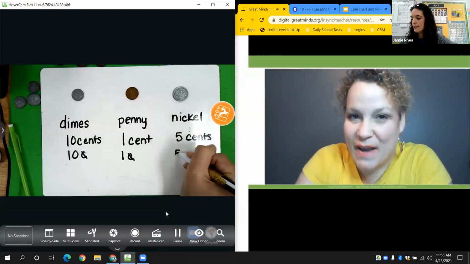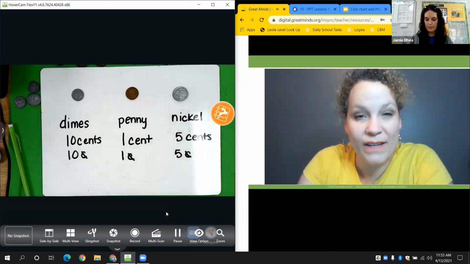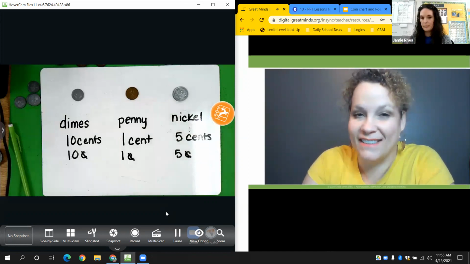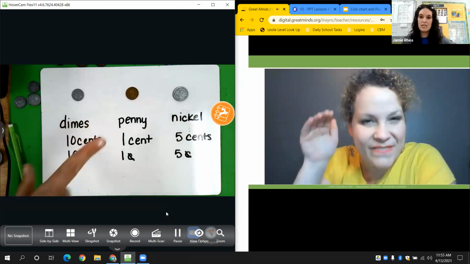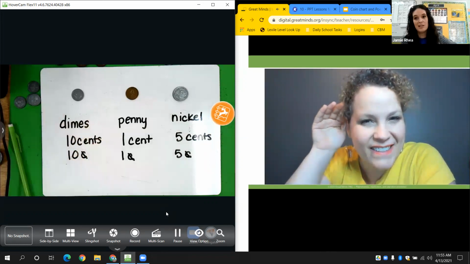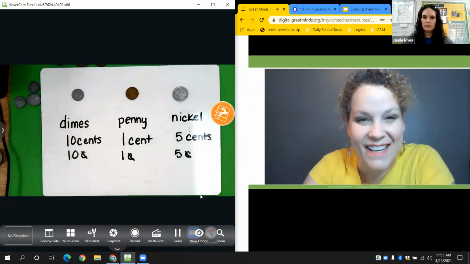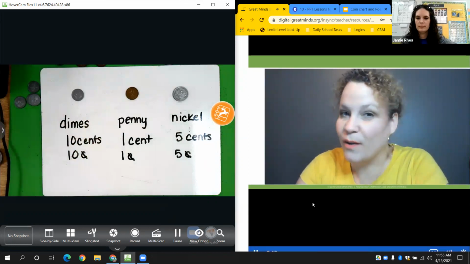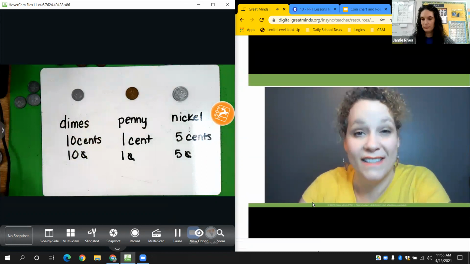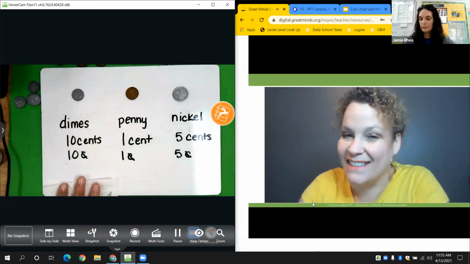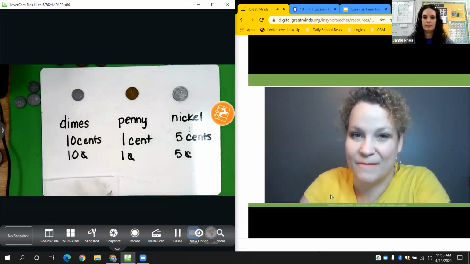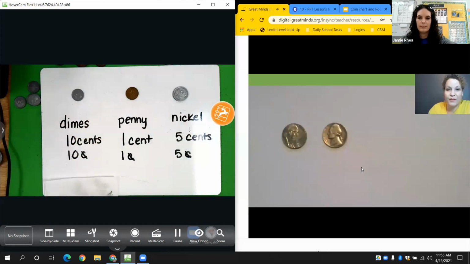Okay, you guys have done fabulous so far. What is one of the ways that we made 10 cents? We used 10 pennies or 2 nickels. We made 10 cents with 10 pennies. We also made 10 cents with 1 dime, and we also made 10 cents with 2 nickels.